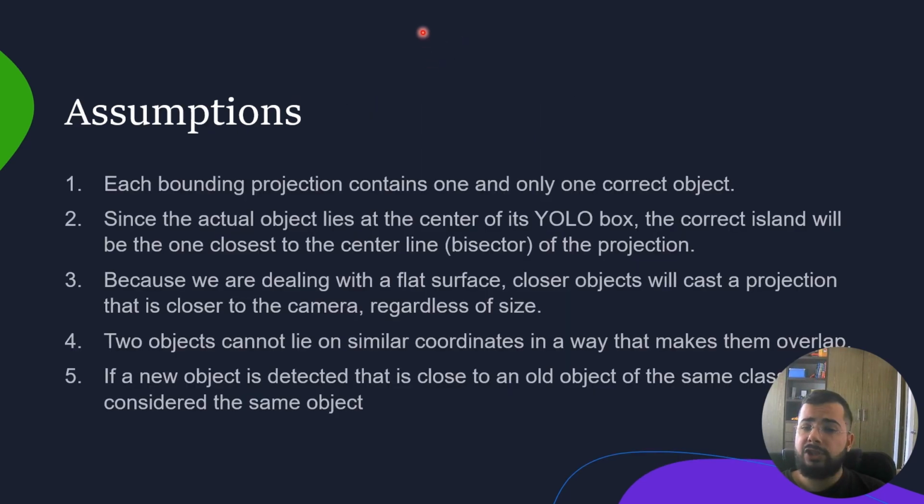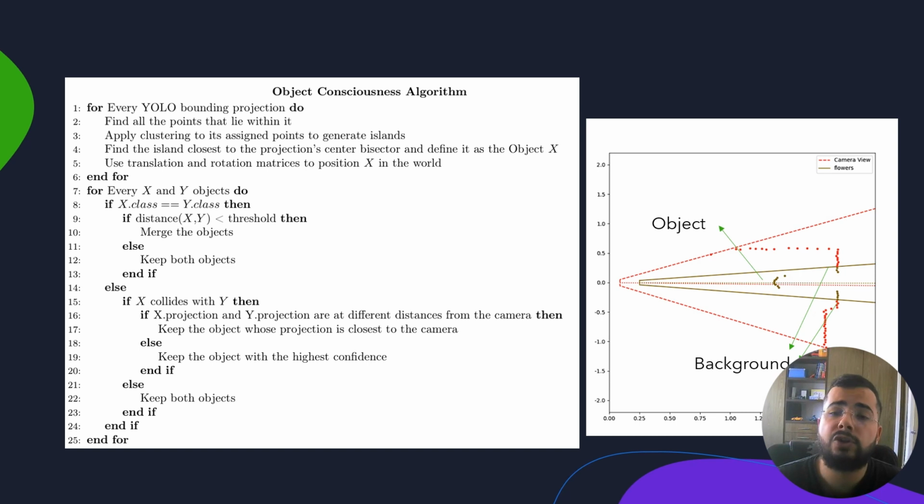To counteract these edge cases and create an appropriate algorithm, I start with a series of assumptions. First, each bounding projection contains one and only one correct object. This is because, of course, the YOLO network outputs a single bounding box for each object. Since the actual object lies at the center of its YOLO box, the correct island will be the one closest to the center line, also called the bisector, of the projection box. Because we're dealing with a flat surface, closer objects will cast a projection that is closer to the camera regardless of the size. Two objects cannot lie in similar coordinates in a way that makes them overlap, and if a new object is detected that is close to an old object of the same class, it is considered the same object.